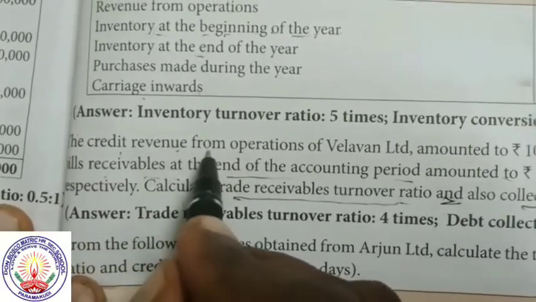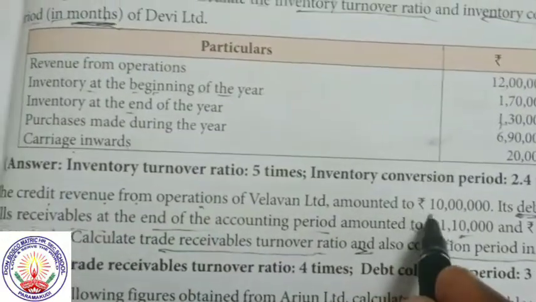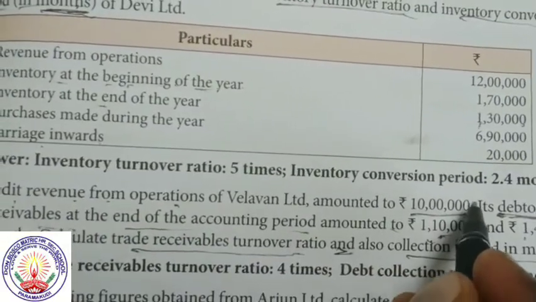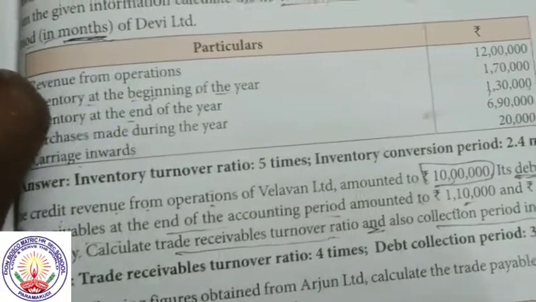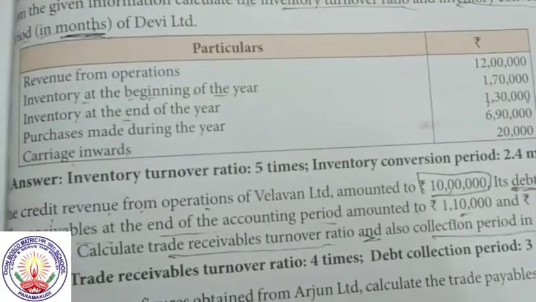Credit revenue from operation. The amount is how much? 10 lakhs, directly given in the question. Automatically, 10 lakhs is taken for the credit revenue from operation.